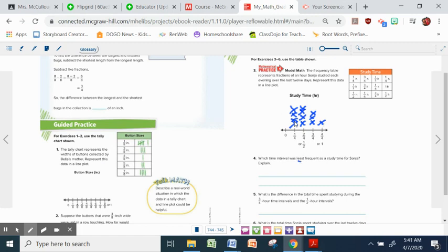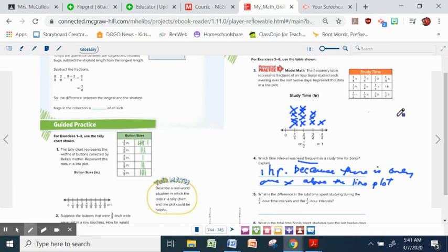So least frequent, obviously it would be 1 hour, and it says to explain. You can say something like, there is only 1 x above the marking of the line plot. That's how I know that that's the least frequent. Not the least amount, the least frequent. Because there is only 1 x above the line plot. That's my explanation. Remember, least frequent is the least amount of times that she did it.